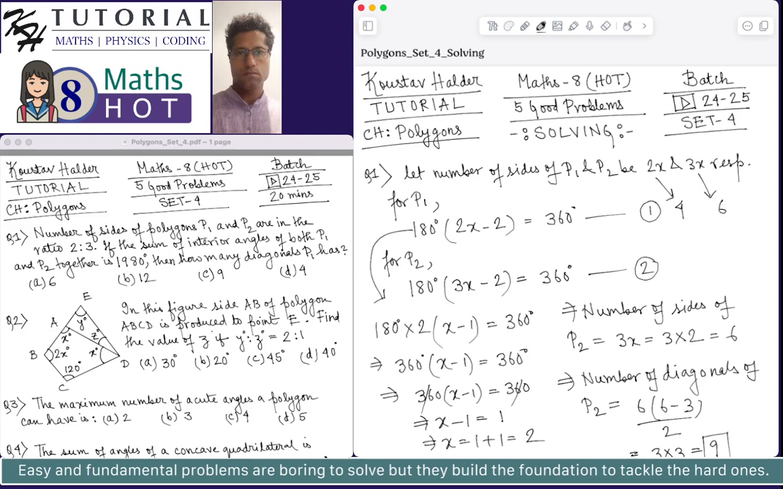I will try to make more sets of 5 good problems on the chapter of polygons, even though I think I have covered all the possible variants. I will still try to come up with more problems on polygons in the same playlist, that is Maths 8 Hard. So please stay tuned for more of these relatively harder problems, and very soon I will start the next chapter on parallelogram on the other playlist, that is CBSE Maths 8 RS Agarwal.